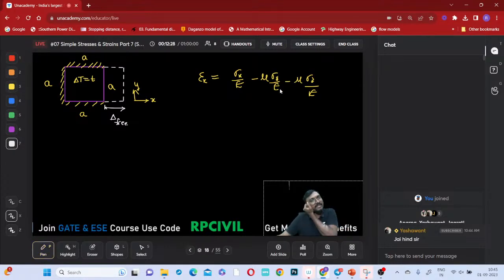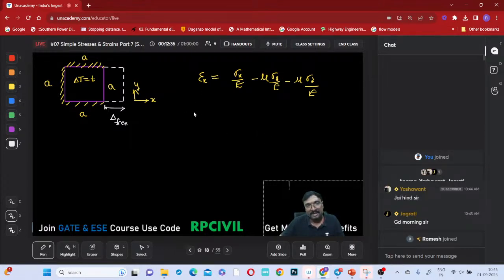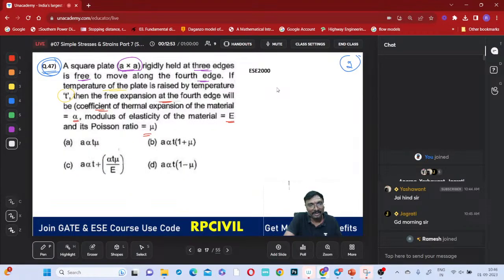But in the question, are loads applied or stresses applied, or which one is given? Only temperature is increased, yes or no? So as the temperature increases, what happens? The x direction value increases.